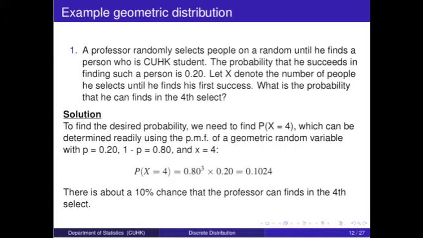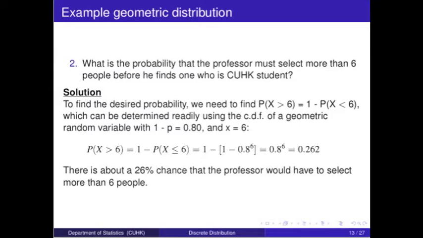It comes to the example. For the first one, suppose that a professor randomly selects people on the street who are still HK students. The probability of success is 0.2. What is the probability that he finds one on the fourth selection? To calculate the answer, we can use the PMF of a geometric random variable with p equals 0.2 and 1 minus p equals 0.8. And we get the answer that there is almost a 10% chance that the professor finds one on the fourth selection.